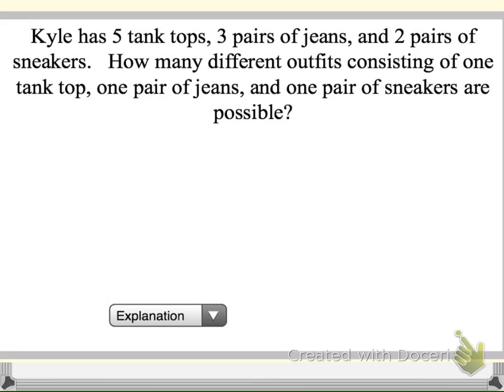Okay, so Kyle has 5 tank tops, 3 pairs of jeans, and 2 pairs of sneakers. How many different outfits consisting of 1 tank top, 1 pair of jeans, and 1 pair of sneakers are possible? I'm going to go ahead and pause.